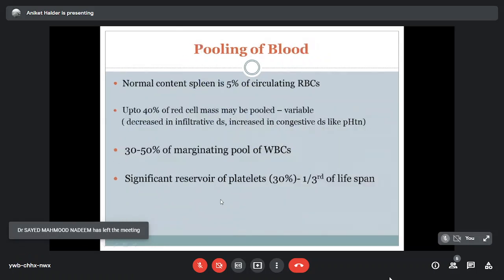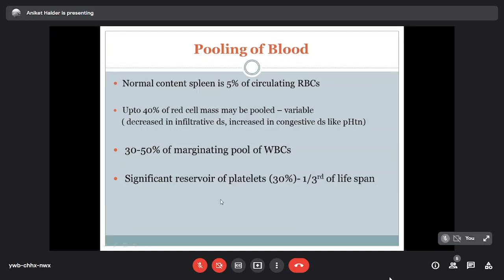Another important function is the reservoir function of the spleen. The spleen contains about 5% of the circulating RBCs, but in certain cases in which the spleen is enlarged, there can be up to 40% red cell sequestration in the spleen. So the red cells can be pooled in the spleen, and this is variable. This can be decreased in different infiltrative diseases, and in different congestive diseases like portal hypertension due to cirrhosis, this will be increased. So this is an important function of the spleen.